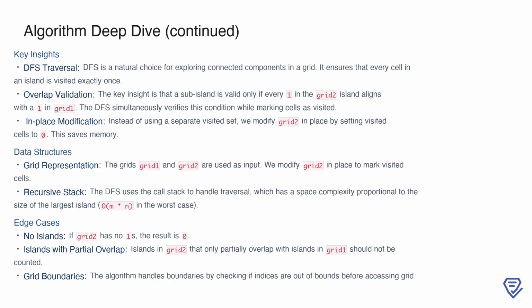Now, let's consider some edge cases. If grid 2 contains no islands at all, the result will naturally be 0. Islands in grid 2 that only partially overlap with islands in grid 1 should not be counted, as all cells in the grid 2 island must align to qualify. Finally, the algorithm handles grid boundaries carefully by checking indices before accessing cells, avoiding any out-of-bound errors.